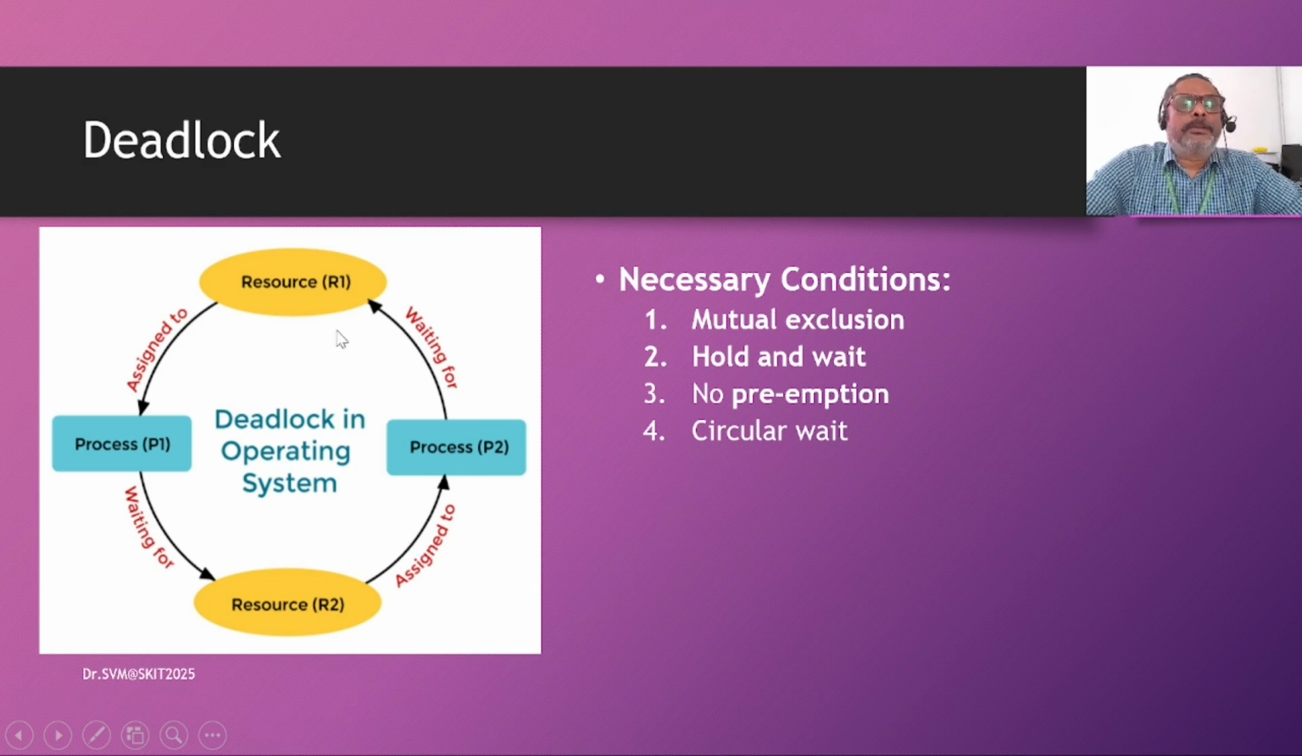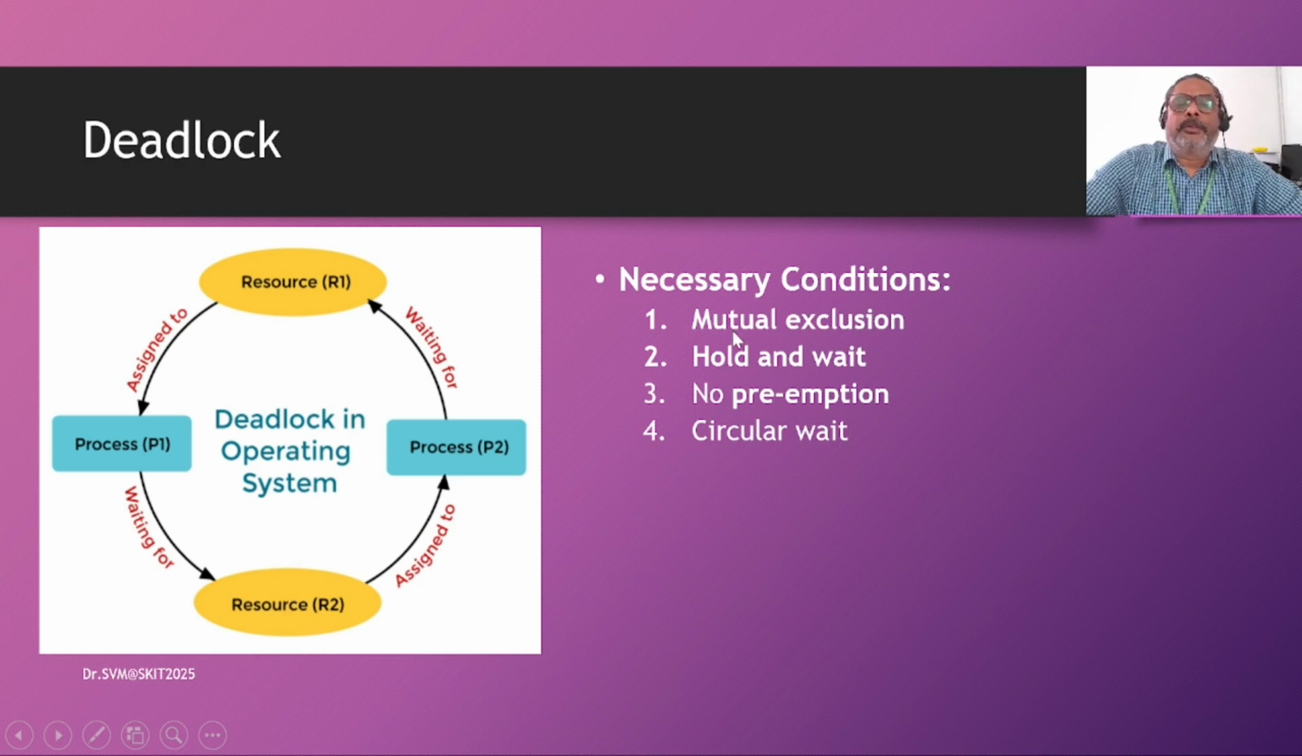So to start with, R1 and R2 were both free. P1 said, I want R1. R1 was free, so it was given to P1. P2 said, I want R2. R2 was free, so it was given to P2. After getting R1, P1 now demands, I want R2. But R2 is already given to P2, so R2 cannot be given to P1 because of mutual exclusion. If R2 is with P2, it cannot be with P1 also.